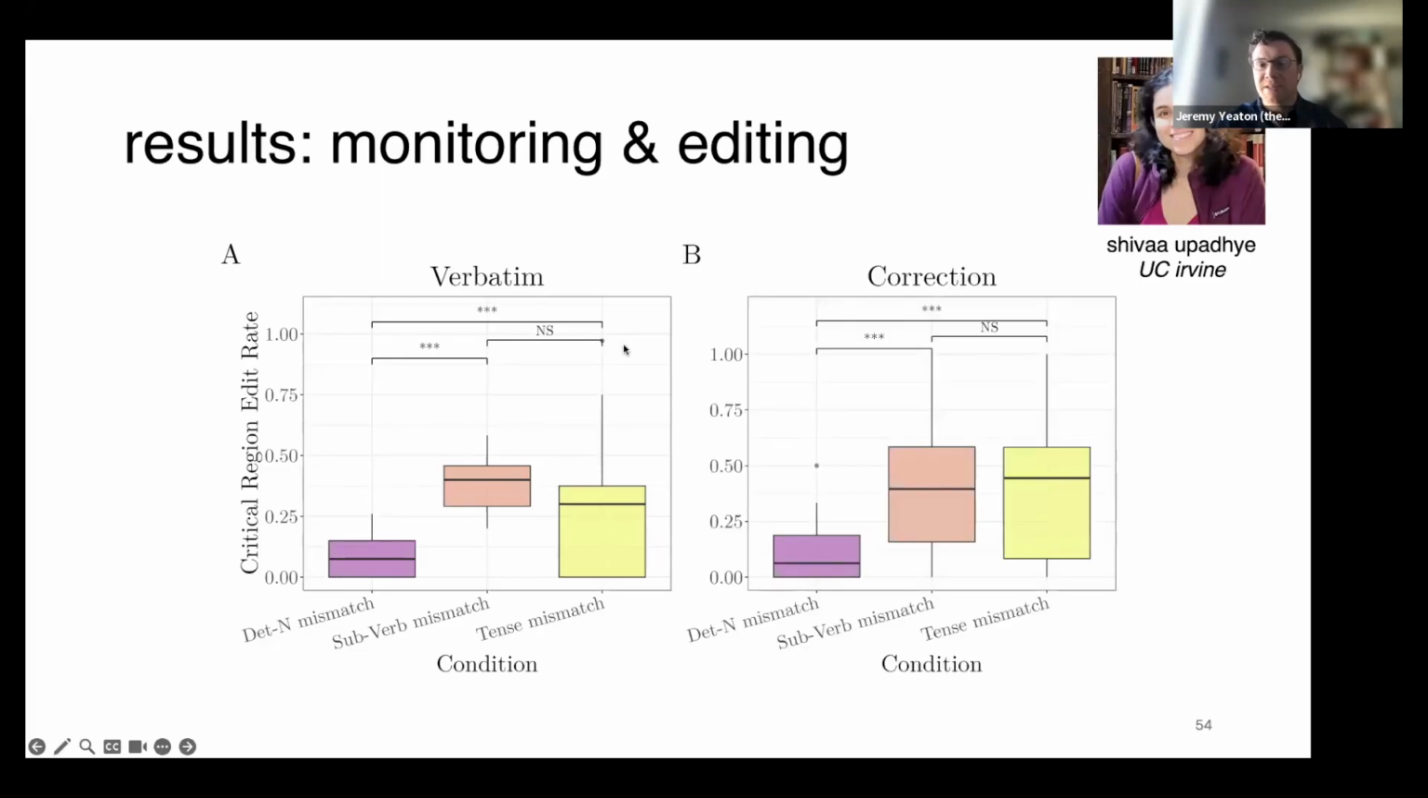And that's in the verbatim phase. In the correction phase, we see something similar. So something about this determiner noun condition allows people to be a little bit more sure, a little bit more confident, more accurate in their productions.